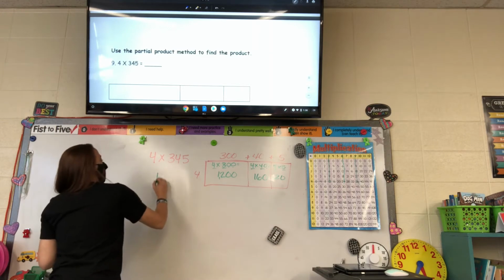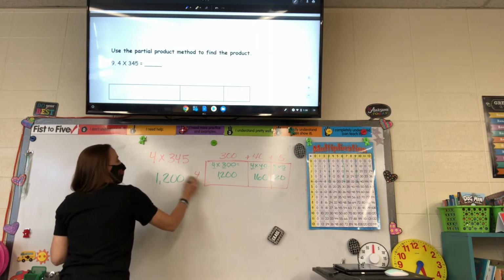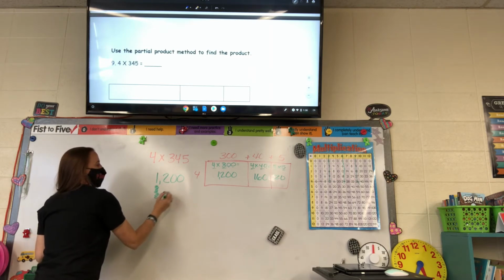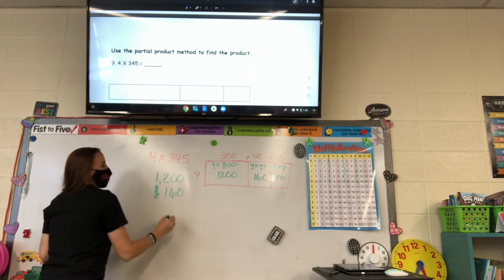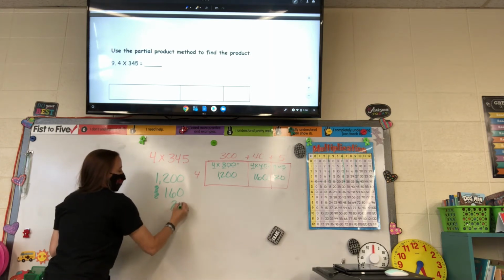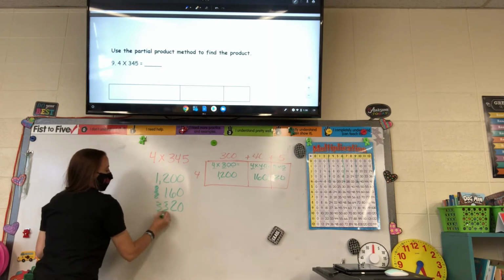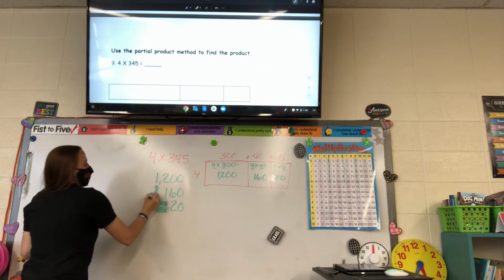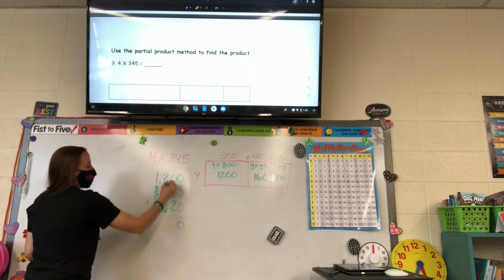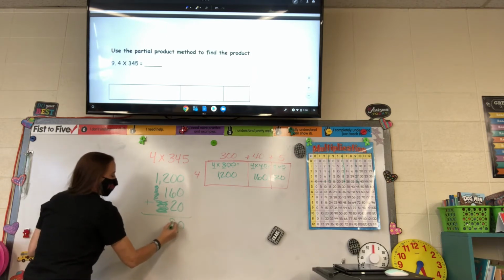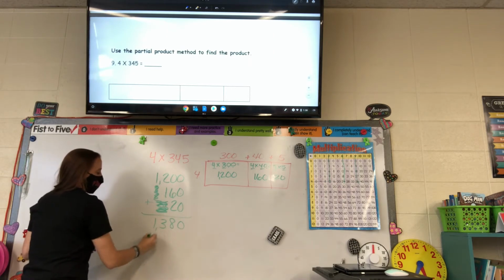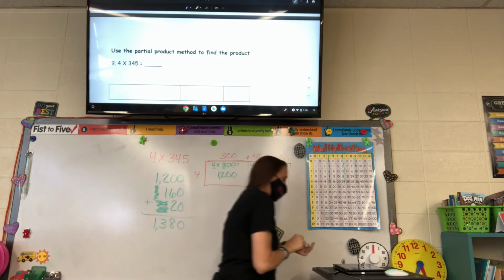So 1,200, 160. So that means there's not going to be anything here. 160 and then 20. So there's not going to be anything until right here or right here, right? So now we add them. 0 plus 0 plus 0. 0. 0 plus 6 plus 2. 8. 2 plus 1. 3. 1 plus nothing. 1. So 1,380.